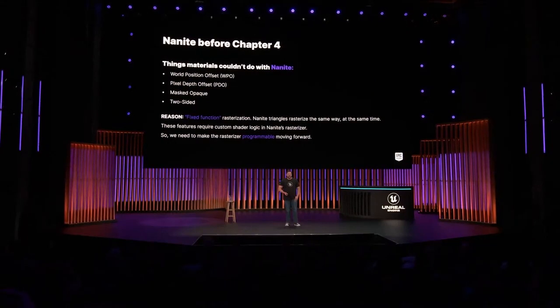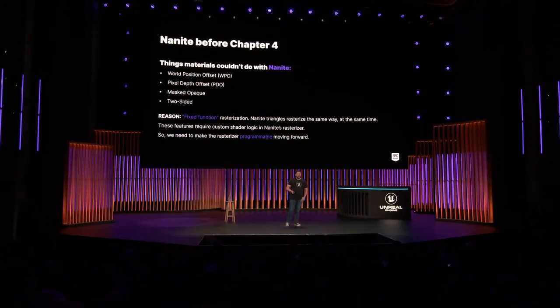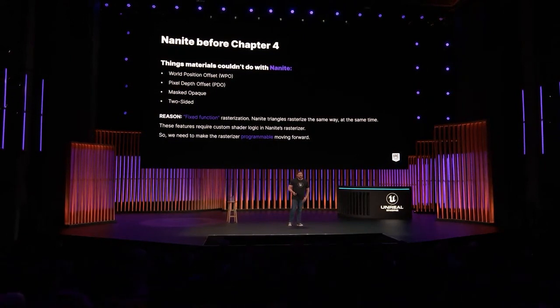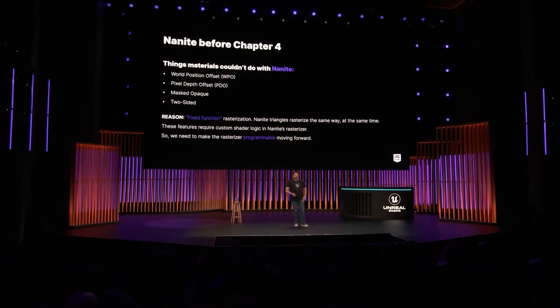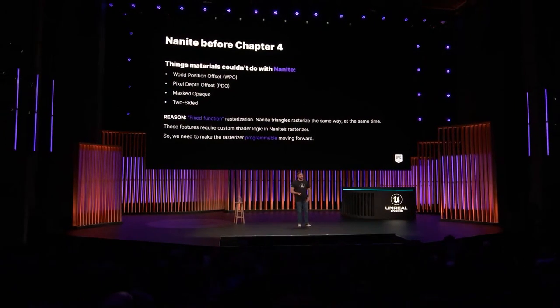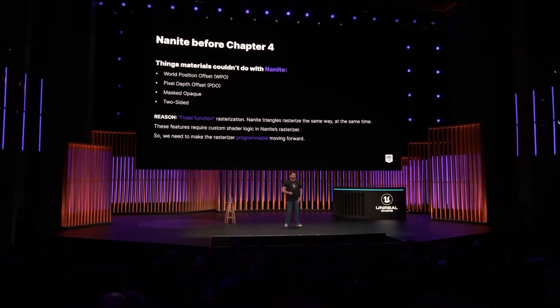This is because Nanite's rasterization was fixed function, meaning all its triangles rasterized the same way and at the same time. So it could do what it did fast and efficiently. However, these features require custom logic in the rasterization shader, so we need to make the rasterizer itself programmable moving forward to support these features.